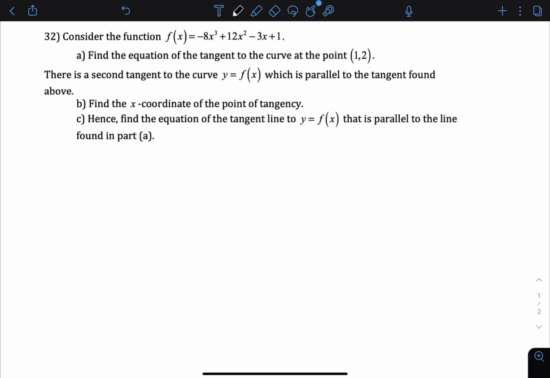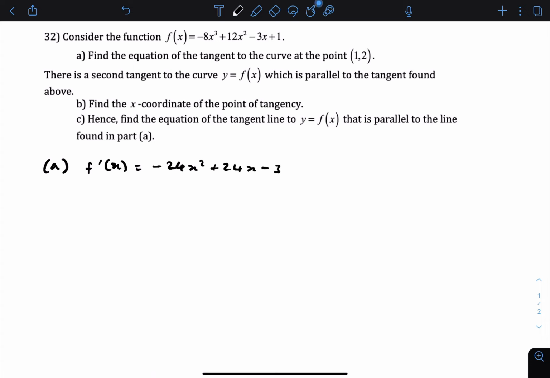Okay, so this question asks us to consider the function f of x is equal to negative 8x cubed plus 12x squared minus 3x plus 1. And we have to find the equation of the tangent to the curve at the point (1, 2). So what we're going to first do is differentiate. So we get the derivative is equal to negative 24x squared plus 24x minus 3.